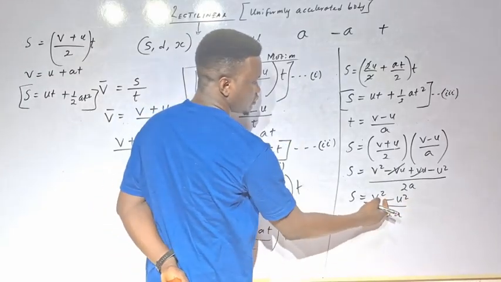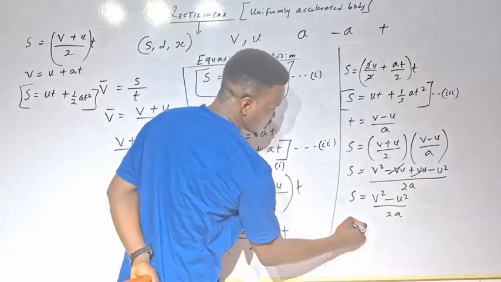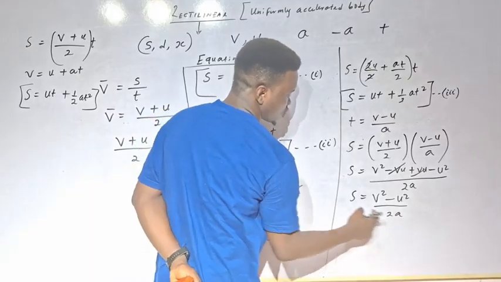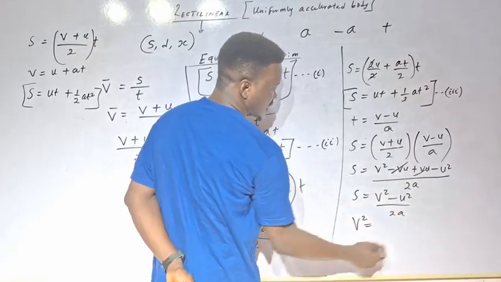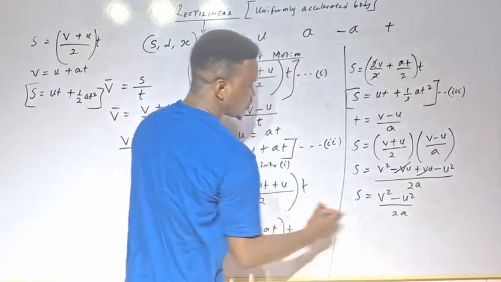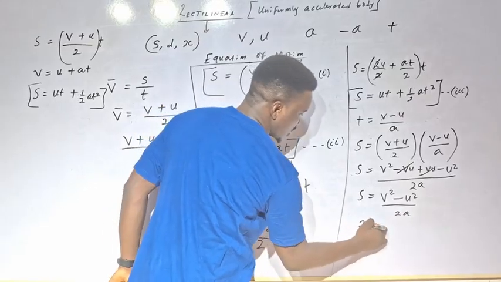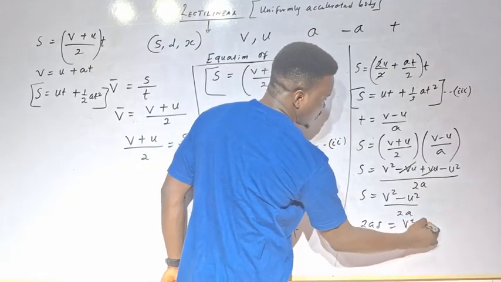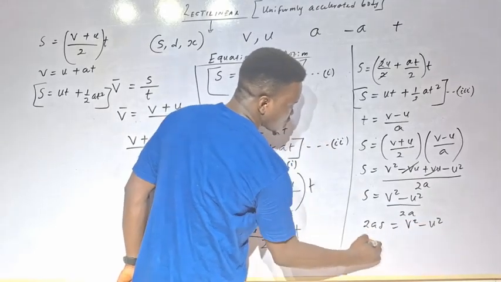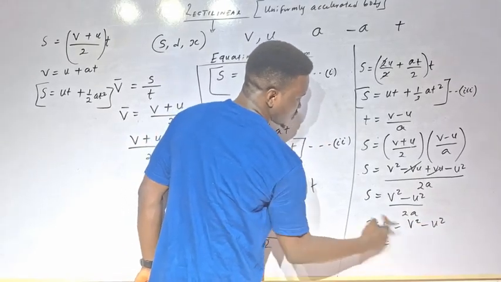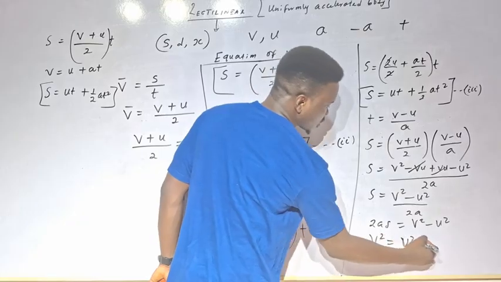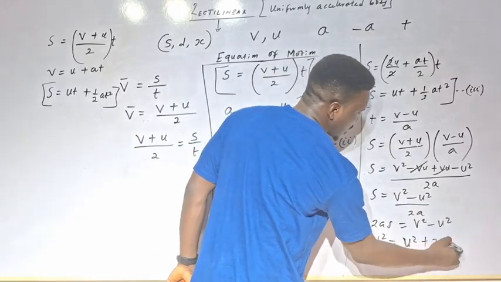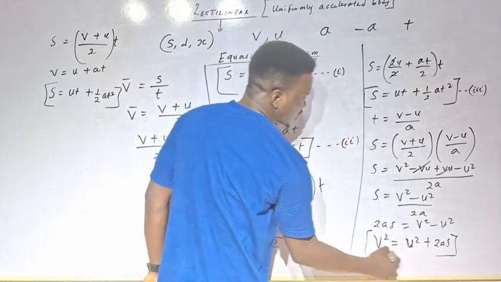So making v squared the subject of the formula, we can say v squared is equal to 2a will come here, that would be 2as. Then u will go to the other side. Better still, so that I don't get confused, let's say 2as is equal to v squared minus u squared. So v squared is going to be u squared, when it turns positive, plus 2as. So that's the final equation.